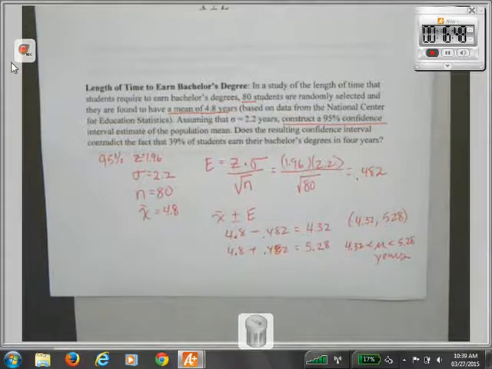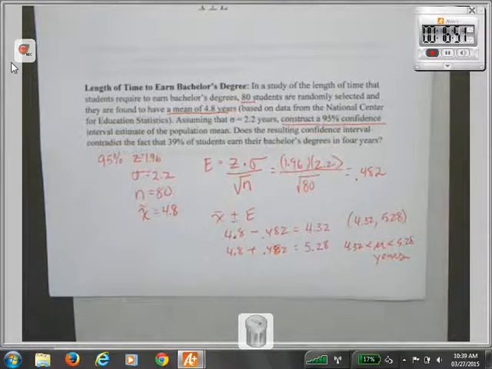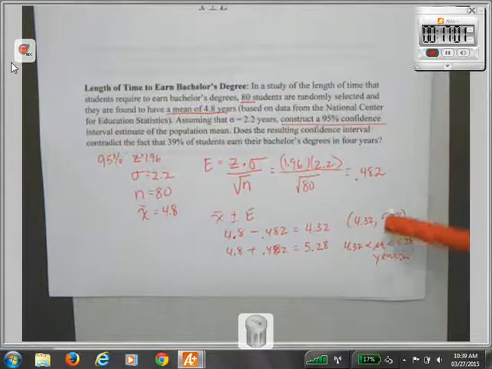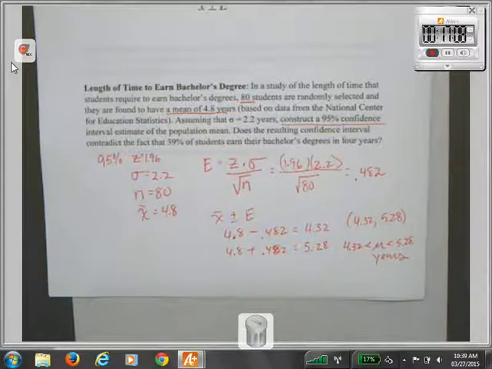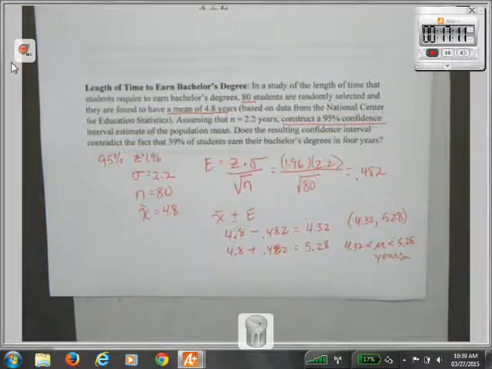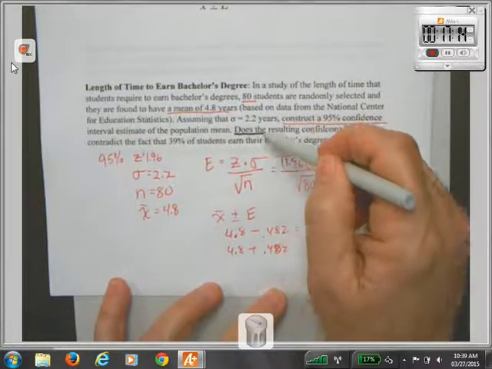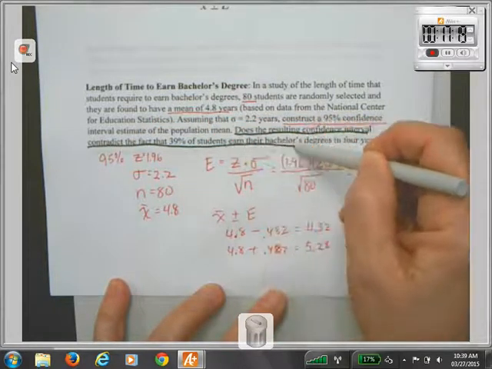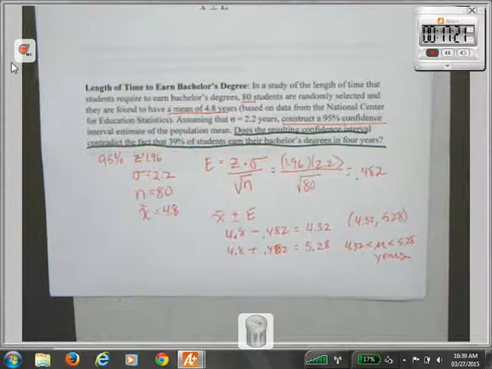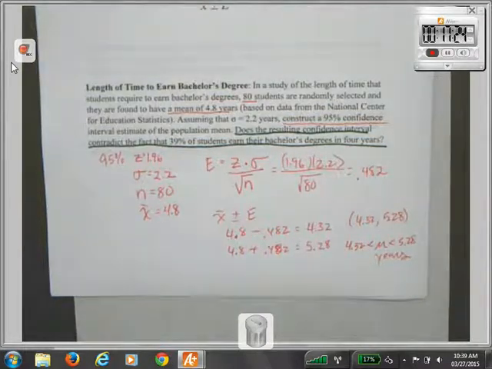So last time I talked about what to do when they say to interpret the confidence interval. This will be interpreted as, with 95% confidence, the number of years it takes for students to earn a bachelor's degree falls between 4.32 and 5.28 years. Okay, but that's not what the question is. This question that they are now posing after you created your confidence interval says, does the resulting confidence interval contradict the fact that 39% of students earn their bachelor's degrees in 4 years?